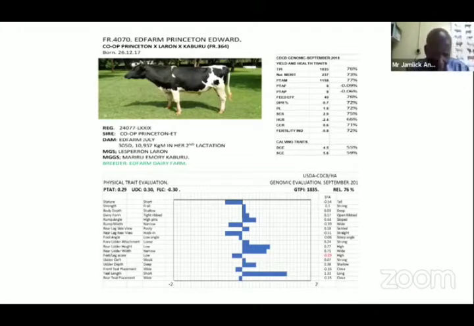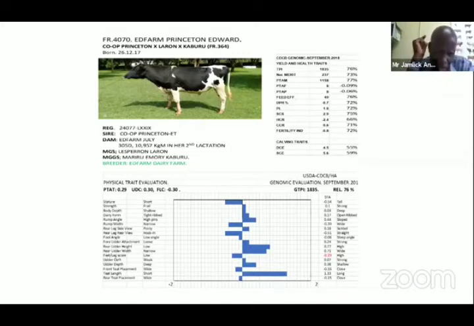Therefore, on the left side is the physical trait evaluations. This is the traits which have been evaluated. And then on the right side is the scores. That is the STAs. You can see STA somewhere and the description of that trait. Therefore, on the right side, you find there's genomic evaluation. It tells you this one was done in the date of evaluation. This was September, it's supposed to be 2018. There's an 8 missing there.